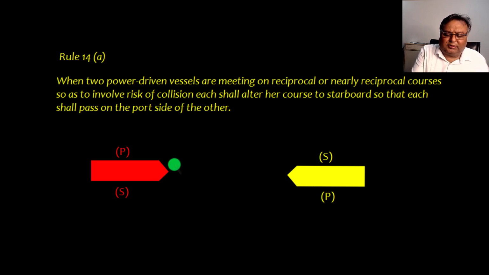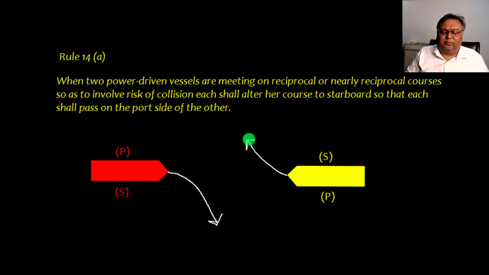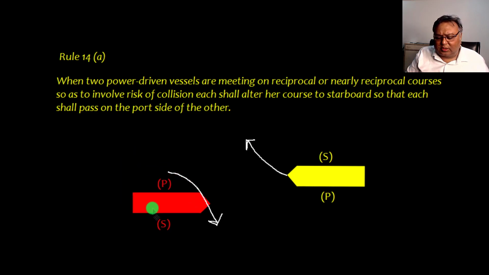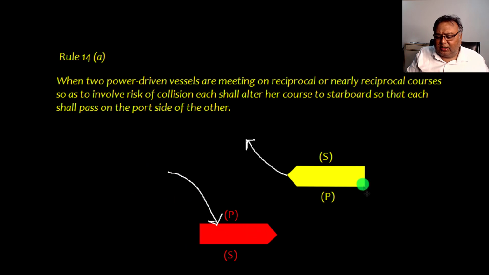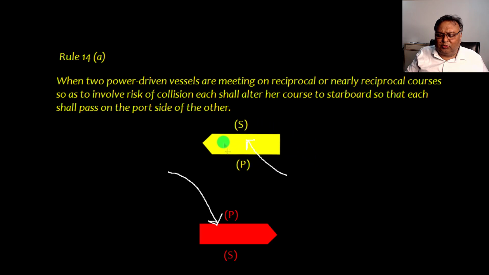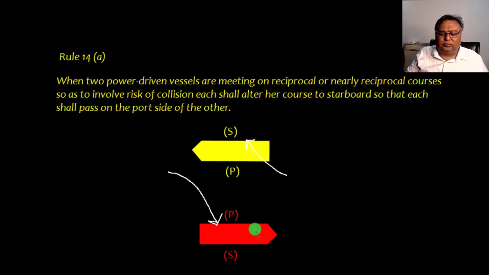This one is the red vessel, on the left hand side, and the other is on the right hand side, shown with the yellow color. So both the vessels are going to take action. This will alter course to starboard like this, and this will also alter course to starboard like this. So what will happen? Let me just show you with the animation. It will alter course to starboard, so it will come like this, and this fellow will also turn to starboard like this, and both the vessels will pass port to port. All right.